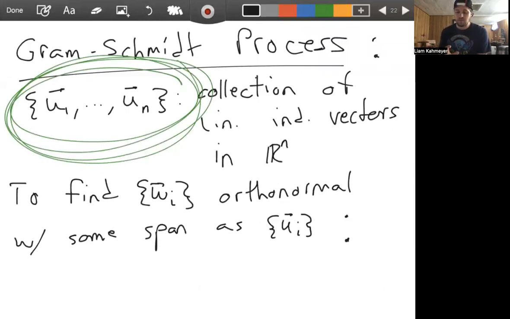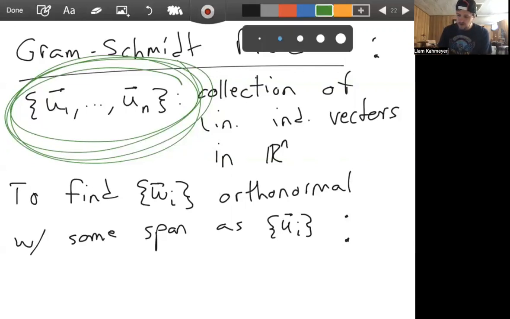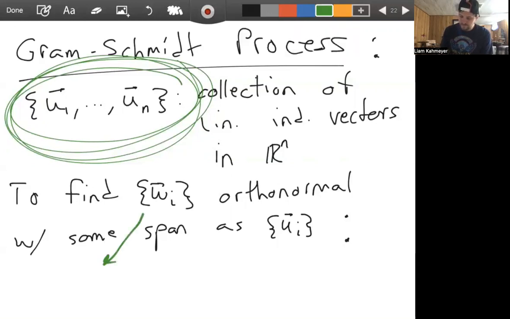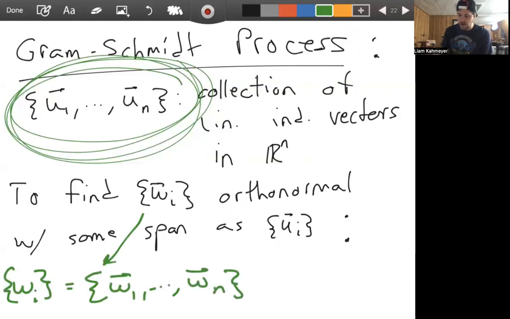With the Gram-Schmidt process, we take a collection of linearly independent vectors in Rn, say. So here we have u1 through un. These are our vectors. And the goal here is to find a set of vectors, let's say wi, which remember, this notation is shorthand for the set of vectors w1 through wn, where i is the index.